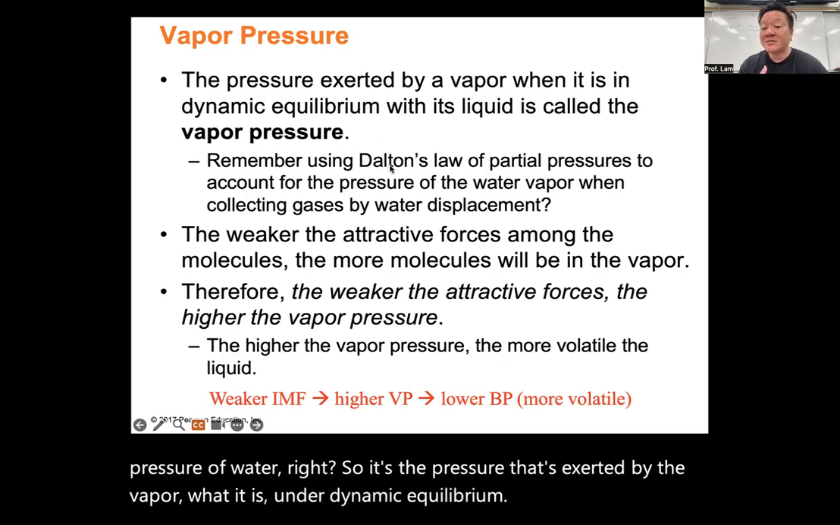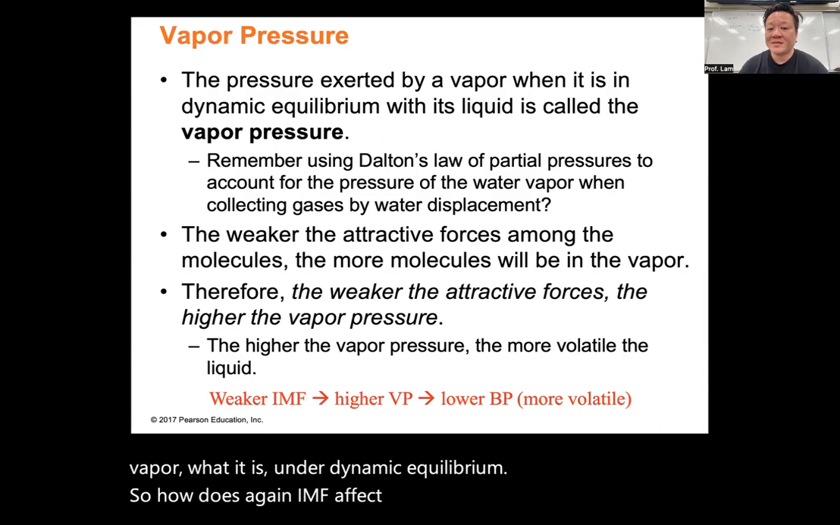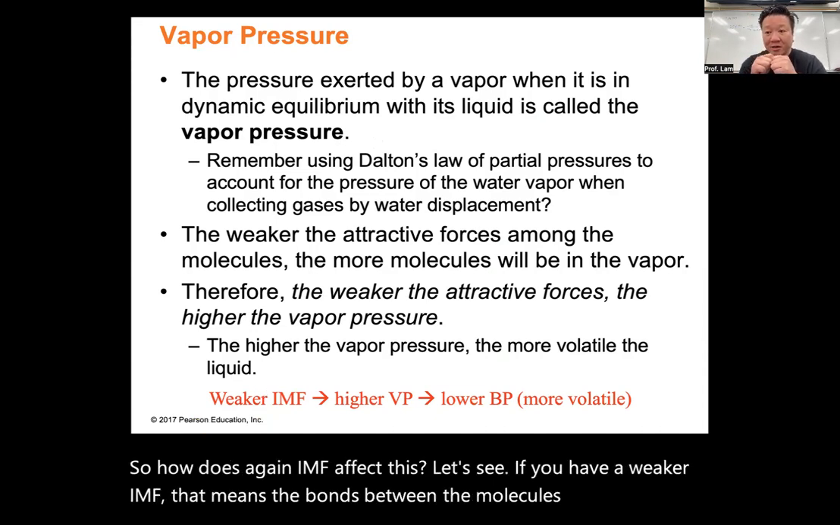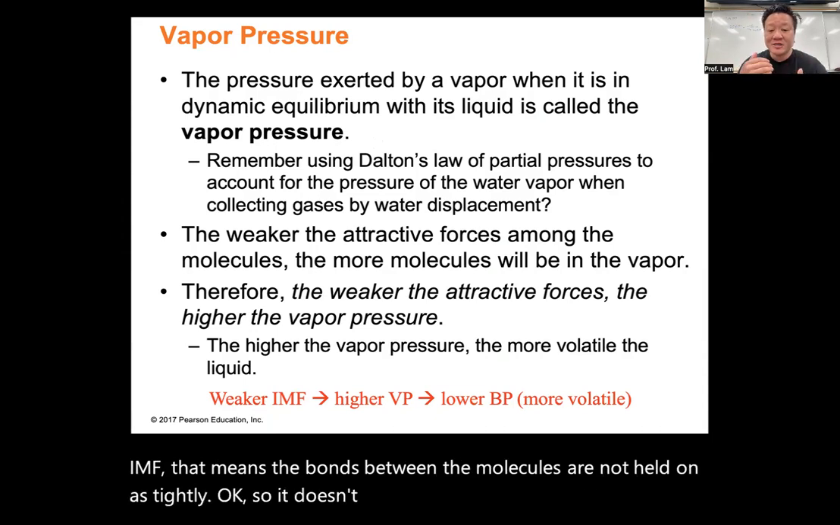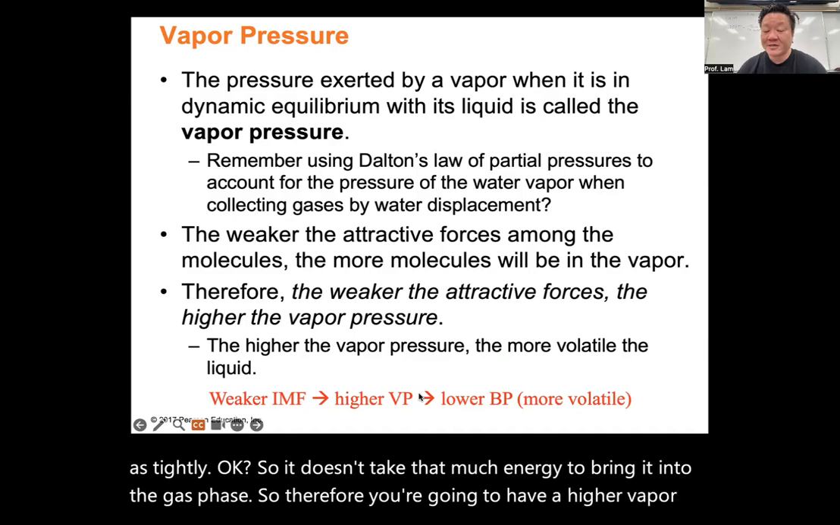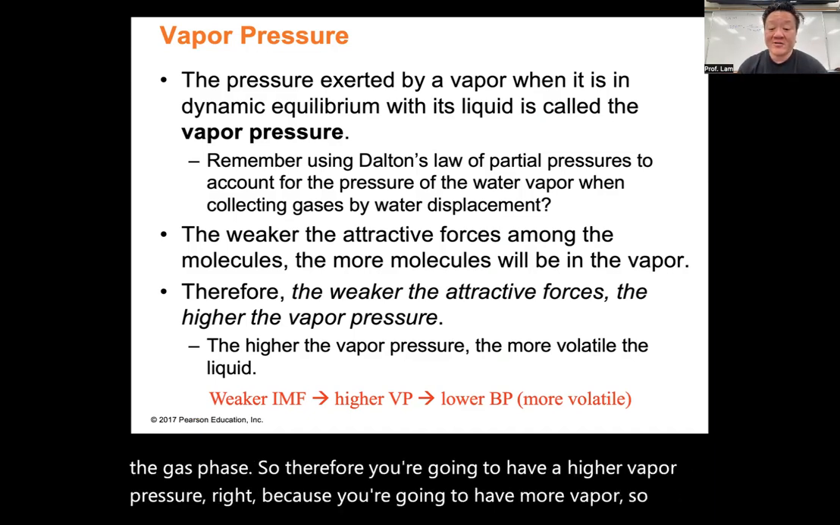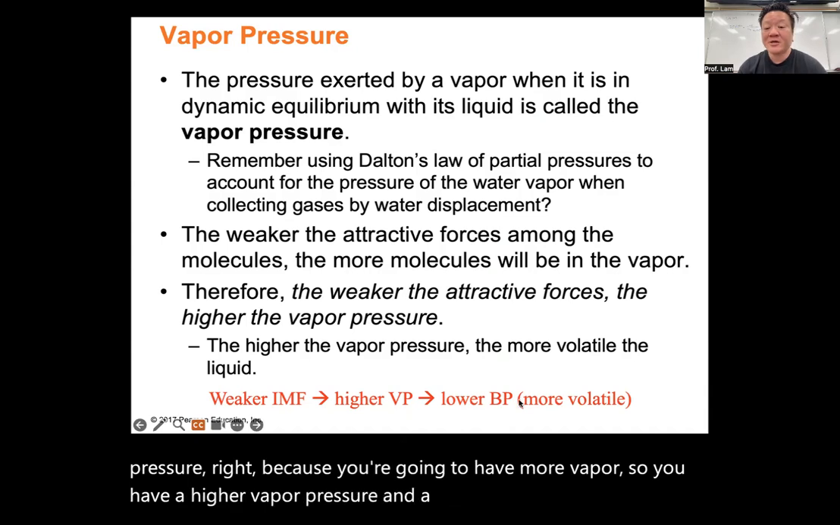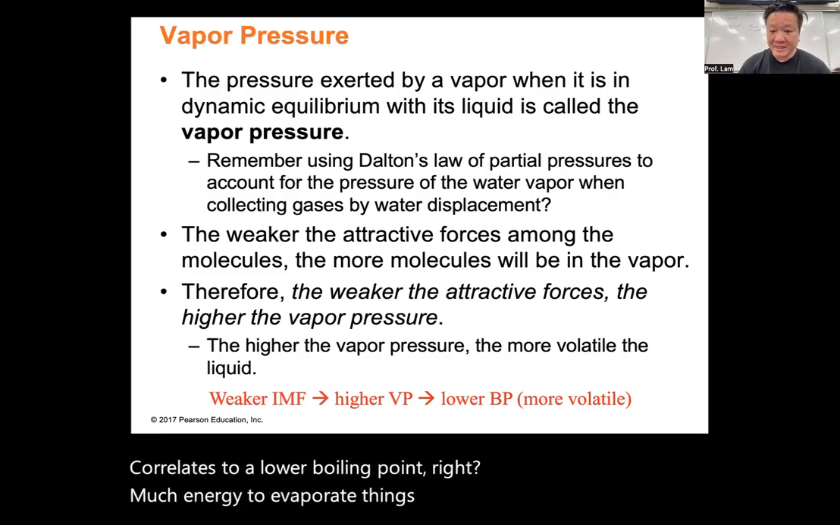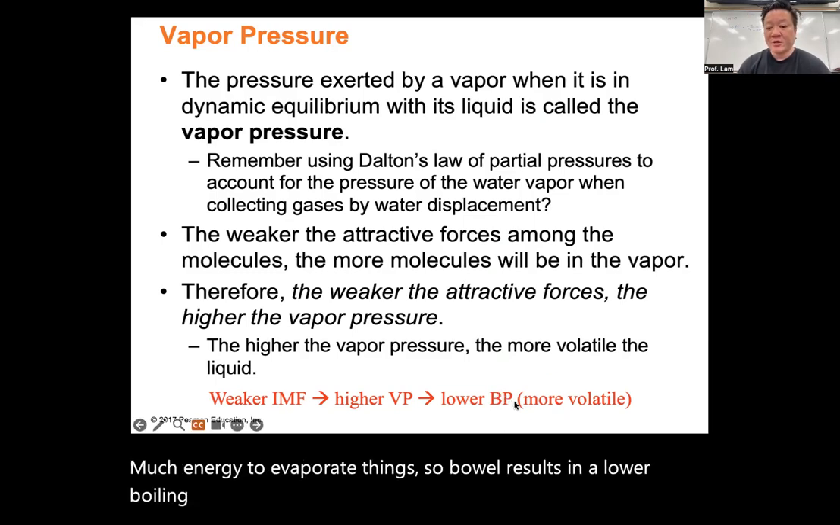Okay. So how does, again, IMF affect this? Let's see. If you have a weaker IMF, okay, that means the bonds between the molecules are not held on as tightly, okay? So it doesn't take that much energy to bring it into the gas phase. So therefore, you're going to have a higher vapor pressure, right? Because you're going to have more vapor. So you have a higher vapor pressure, and a higher vapor pressure correlates to a lower boiling point, right? Because you don't need as much energy to evaporate things. So that will result in a lower boiling point. And we call these kind of liquids more volatile liquids, right?